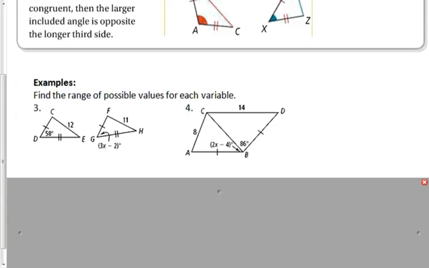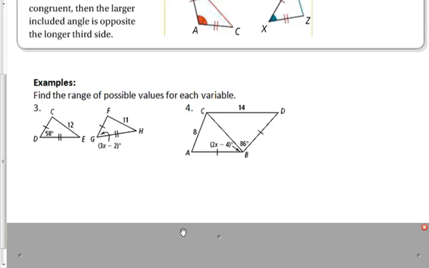So let's use it. Here we got a couple examples. Number 3, it says find the range of possible values for each variable.